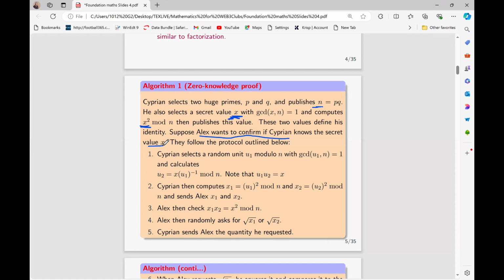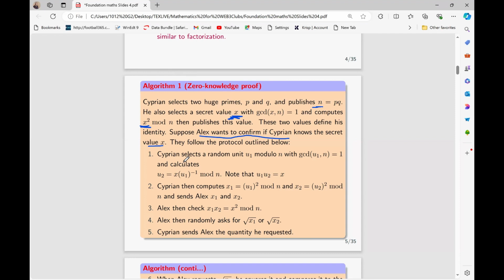We are using zero knowledge proof. So you don't want to reveal the x. You reveal n. You reveal x squared. So Alex has n and x squared. When Cyprian begins proving, Alex will be verifying with x squared and n. That is the verification process. They agree that Cyprian should prove, and Cyprian follows the following steps.